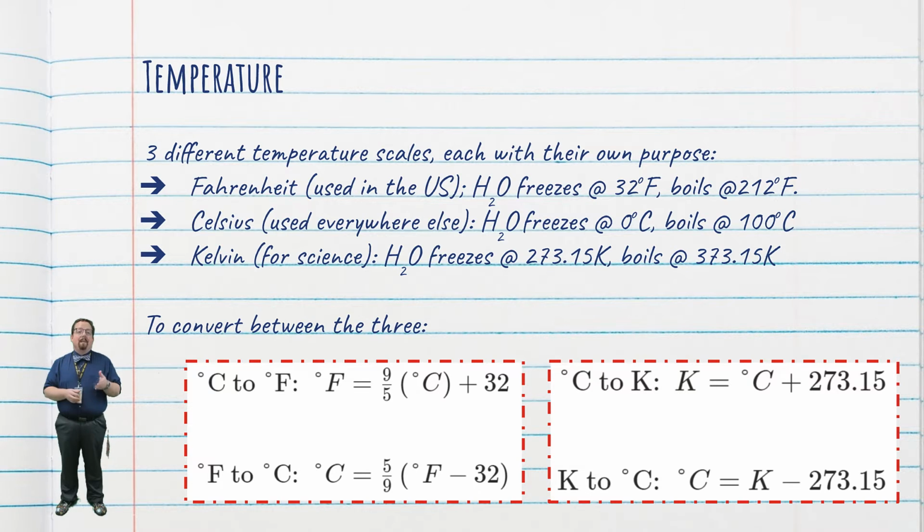To convert from Celsius to Kelvin, you just add 273.15. To go from Kelvin to Celsius, you subtract 273.15. If you want to go from Fahrenheit to Kelvin or vice versa, you'll have to convert to Celsius first and then convert to the desired temperature scale.